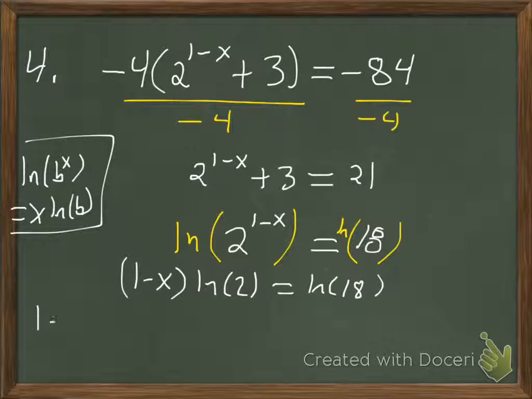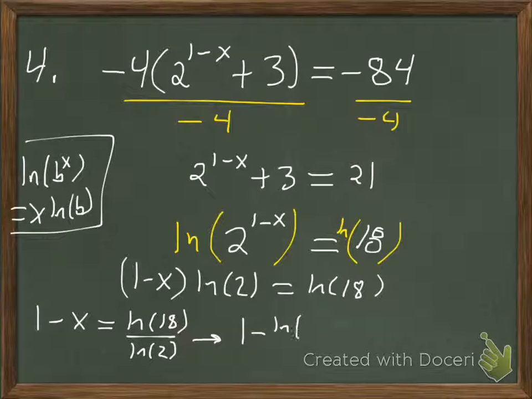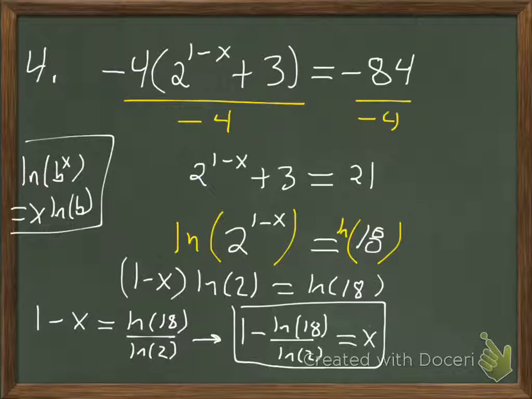The next thing we want to do is divide by ln of 2. We have ln of 18 over ln of 2, and don't fall for it. You can't divide those. The 18 and the 2 do not divide. Now we're going to subtract ln of 18 over ln of 2 and add x to both sides to get our answer. So these just swap locations. All right, well, let's try another one.